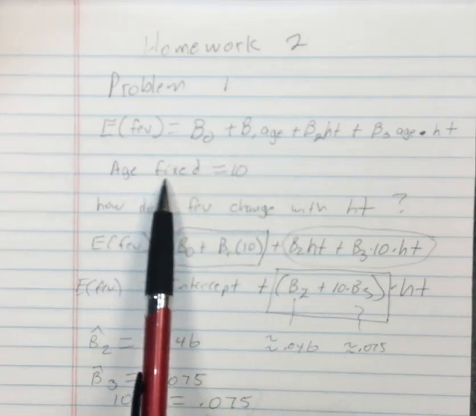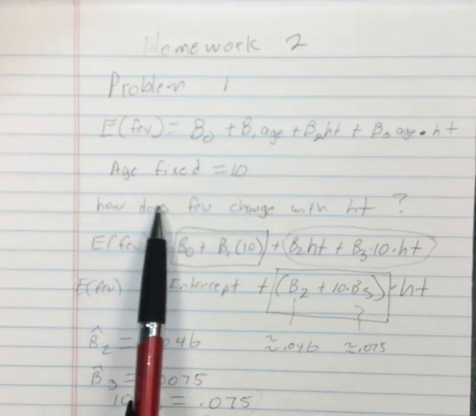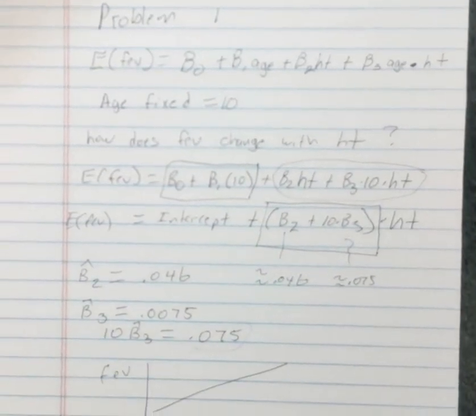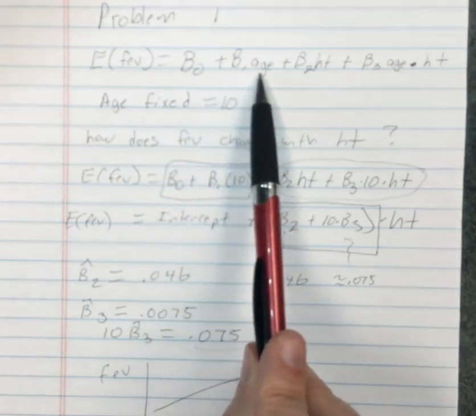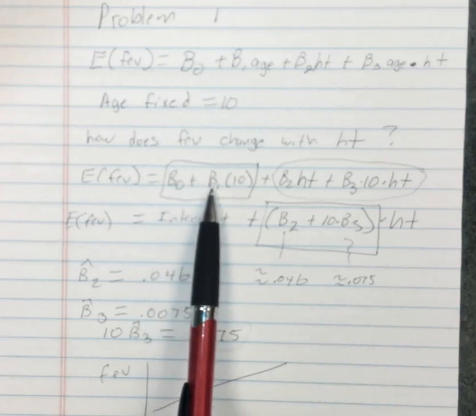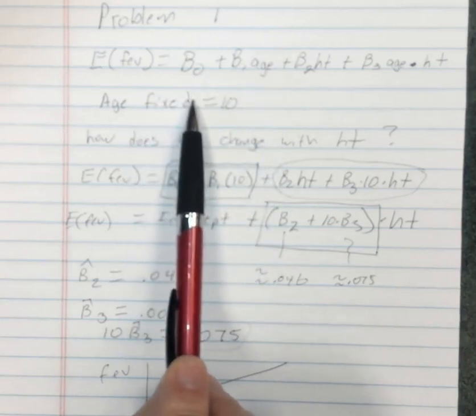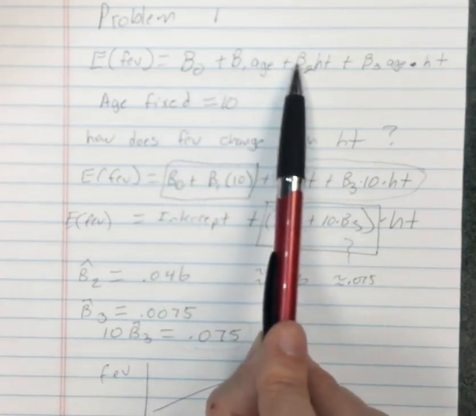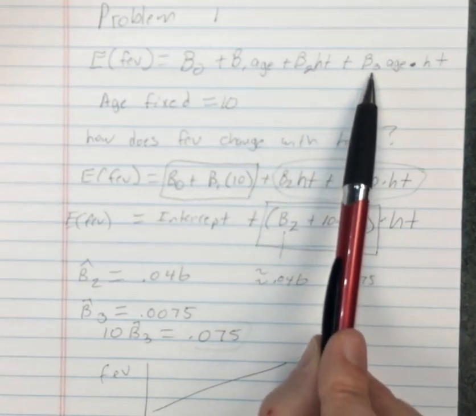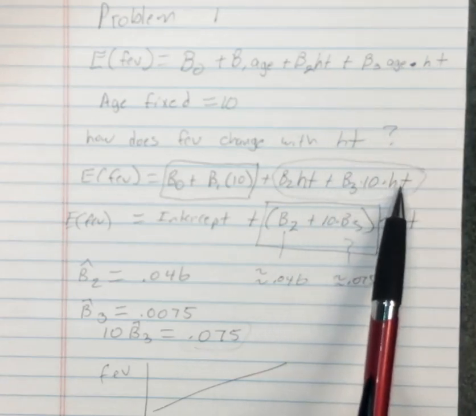to make age fixed. So let's just fix age at 10 years of age and then examine how does FEV change when you change height. And so what I'm going to do is plug into this model age equals 10. So that means that we have beta naught plus beta 1 times 10. I plug 10 right there. We're going to hold age fixed at 10 for the moment. And then we have beta 2 times whatever the height measurement is. And then we have beta 3 times 10 times height.